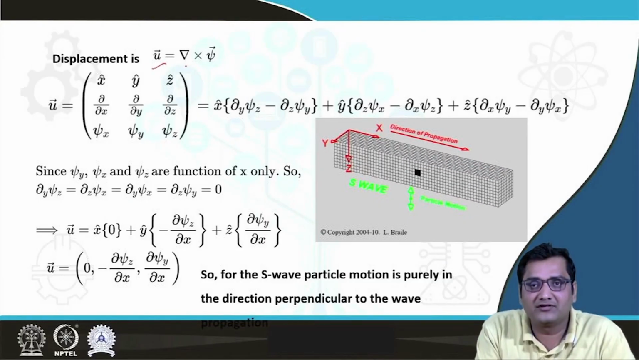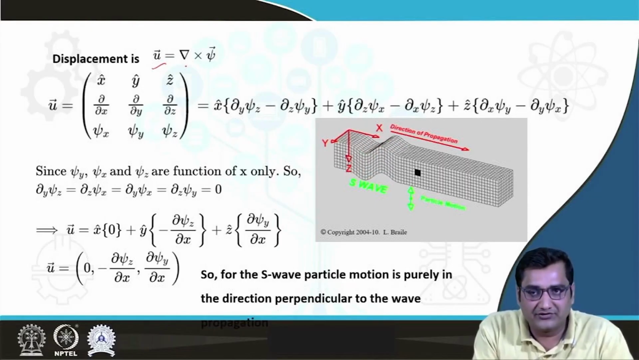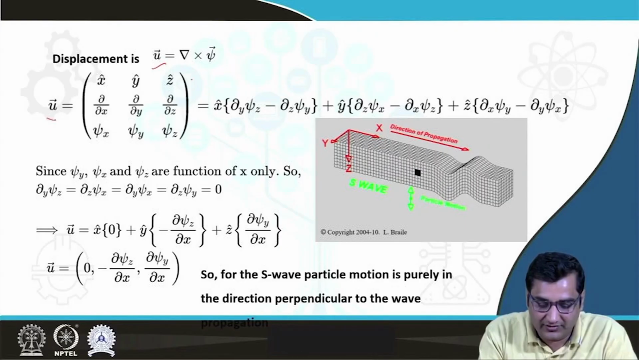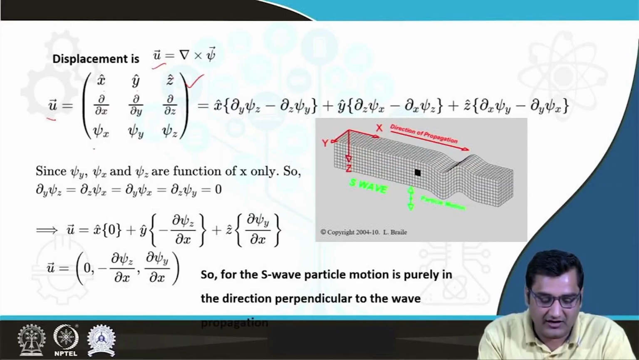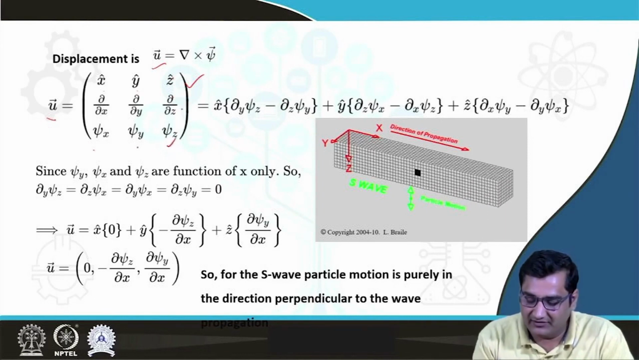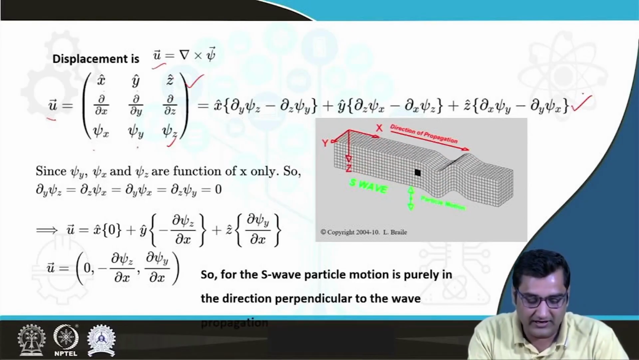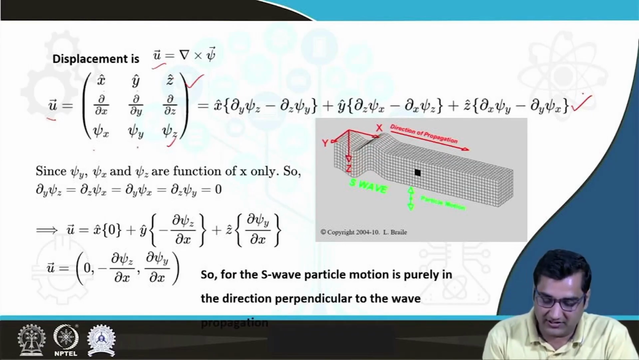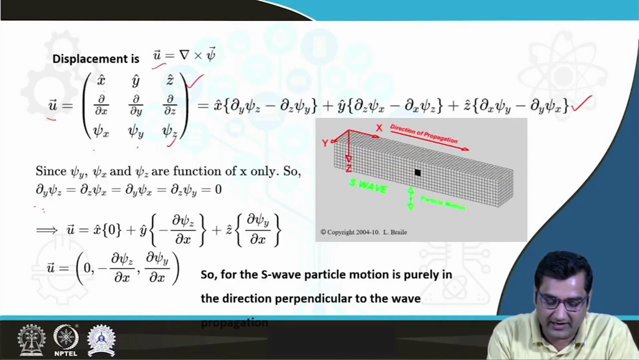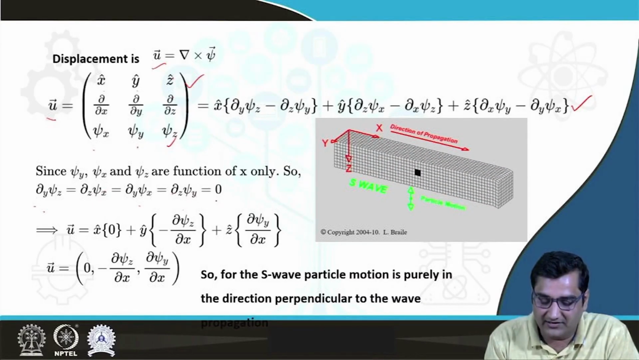Now if we compute the displacement, that will be your u vector, the displacement, which will be the curl of psi, that is your vector potential of the shear wave. You can solve it using this matrix form: x cap, y cap, z cap in the first row, then del by del x, del by del y, del by del z, and then psi x, psi y, and psi z. When you solve it, it will look something like this. Since psi x, psi y, and psi z are all functions of x only, the terms del psi z by del y, del psi x by del z, del psi x by del y, and del psi y by del z will become 0.